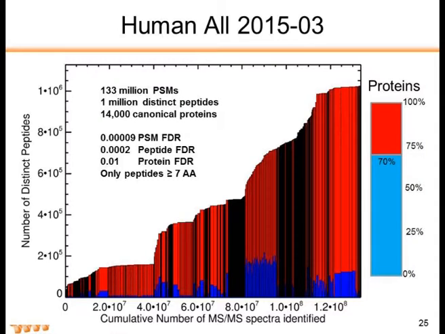133 million PSMs, a million distinct peptides, and this is a very low PSM FDR. So actually, I misspoke before. That was a peptide level FDR. So this is 0.0009% PSM level FDR, simply because there are so many proteins in here. And again, it yields a 1% protein level FDR. And this only considers peptides that are greater than or equal to 7 amino acids.